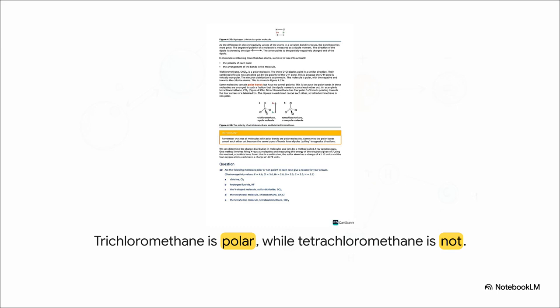Imagine a molecular tug-of-war happening in 3D space. For a molecule like trichloromethane, you have 3 highly electronegative chlorine atoms all yanking the electrons down toward one side of the structure. Because they're all pulling in a similar direction, the whole molecule becomes lopsided. It's asymmetrical and polar. But now look at tetrachloromethane, 4 chlorines perfectly spaced out in a tetrahedron.